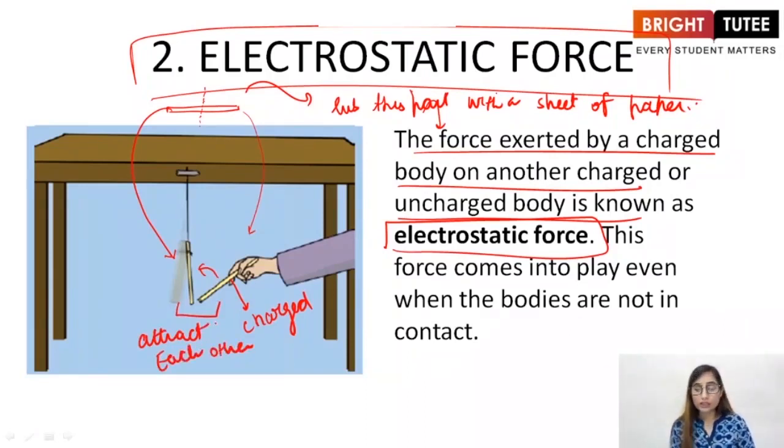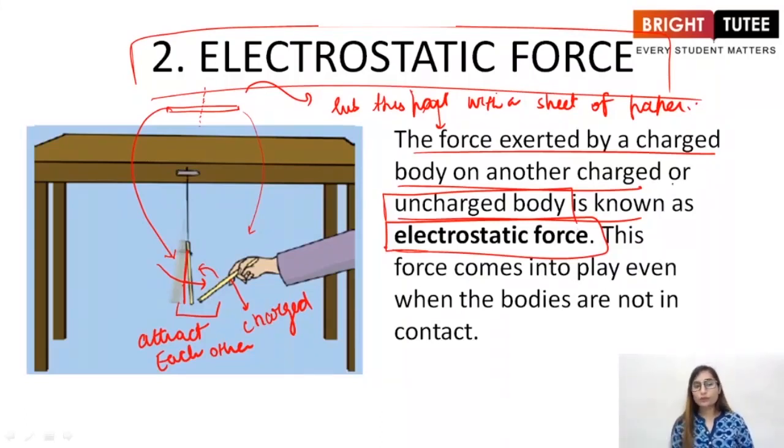Now without any contact, you just brought them close and this straw started moving towards the charged straw, right? It was at rest at this position, but then it moved towards the charged body. So here you saw the force was exerted by a charged body on another uncharged body, right? So this is electrostatic force.